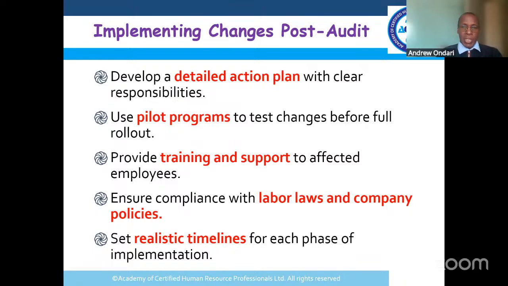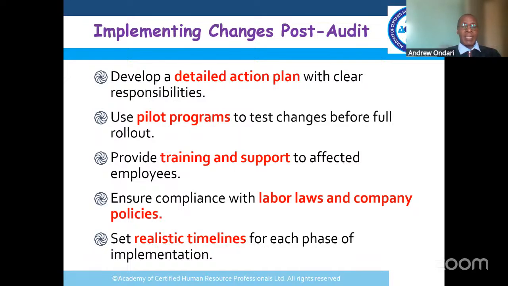Then provide training and support because some of the recommendations contained in this report may require people to understand how things are done. So you train them. Lastly, ensure labor laws compliance. And that is what we have taken a lot of time to explain here.